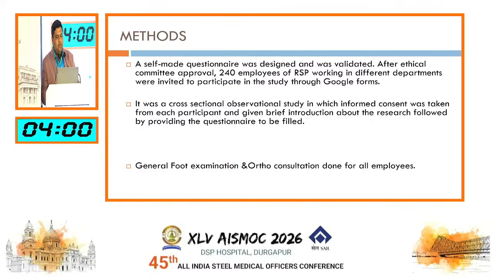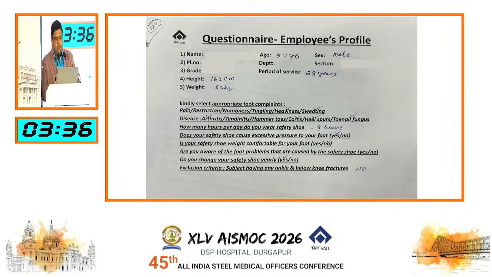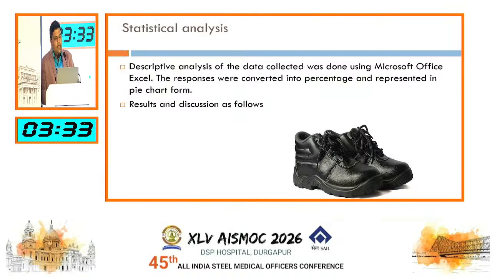240 employees of RSP working in different departments were invited to participate in the study through Google Forms. It was a cross-sectional observational study in which informed consent was taken from each participant and given a brief introduction about the research, followed by providing the questionnaire to be filled. General foot examination and ortho consultation was done for all employees. This is the questionnaire. Descriptive analysis of the data collected was done using Microsoft Office Excel. The responses were converted into percentage and represented in pie chart form.